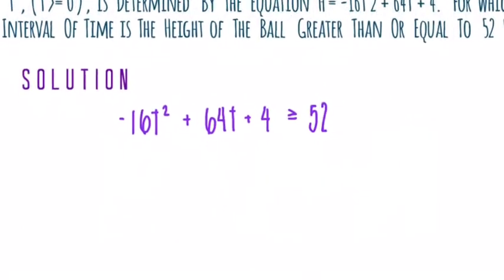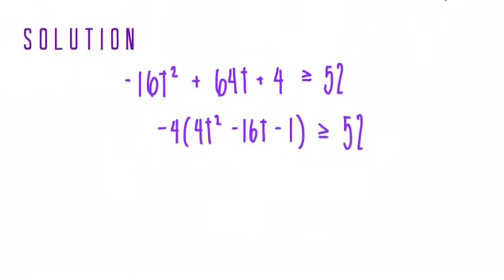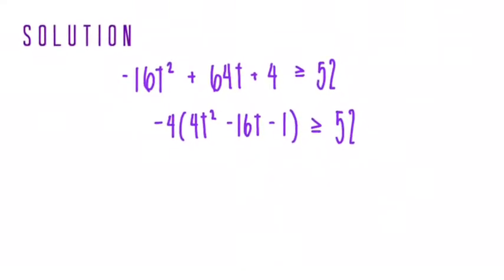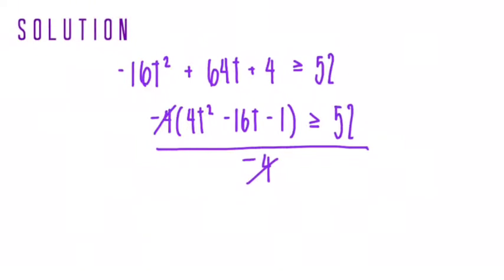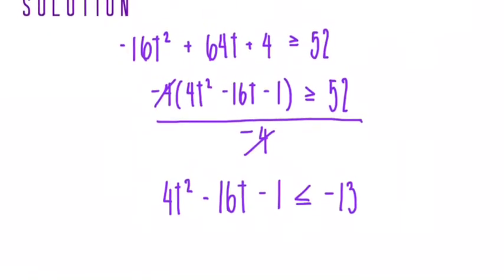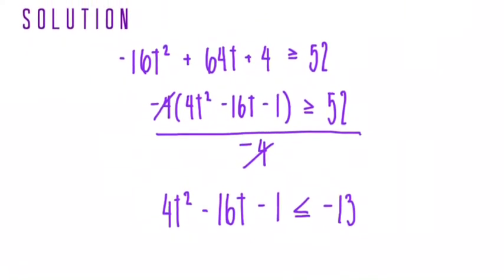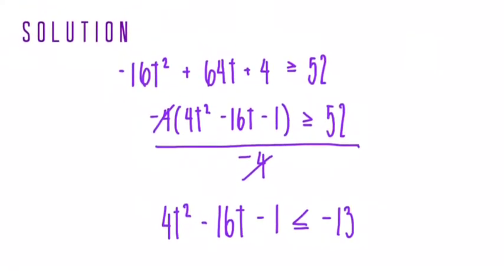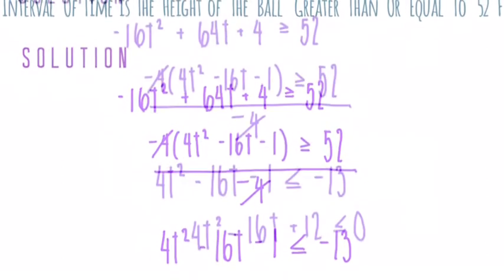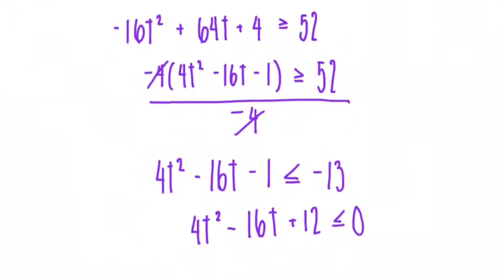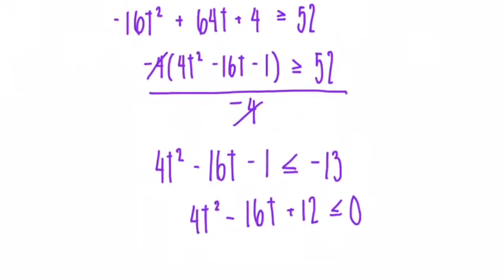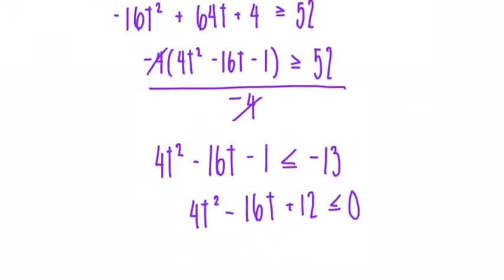Since they are all divisible by 4 on one side, we may factor negative 4 out. To make it a simpler equation, we divide both sides by negative 4. This will result to 4t squared minus 16t minus 1 is less than or equal to negative 13. We changed the sign since we divided by a negative. Transpose negative 13 to the other side, and that will result to 4t squared minus 16t plus 12 is less than or equal to 0.